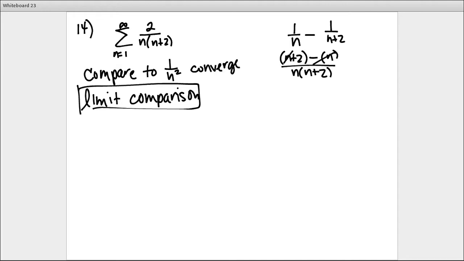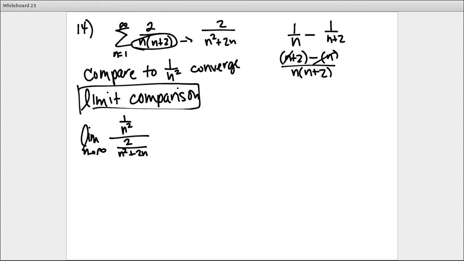Right? So I'm going to take the limit as n goes to infinity of 1 over n squared over 2 over, I'm going to go ahead and distribute that. That's an n squared plus 2n. By the way, that's how I knew that I should compare it to n squared, right? Because this guy would be an n squared plus 2n. So you've got a 2 over n squared plus 2n.